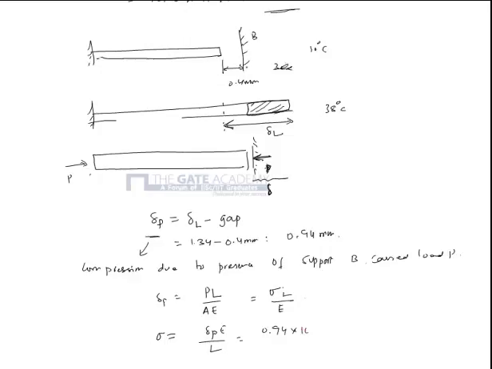Delta P we have already got as 0.94 mm, Young's modulus is 210 into 10 power 6, and length is 4 meters. If you plug in the values, you will end up getting 49.4 MPa, and it is compression because the load developed is compression. So the answer is B. Thank you.